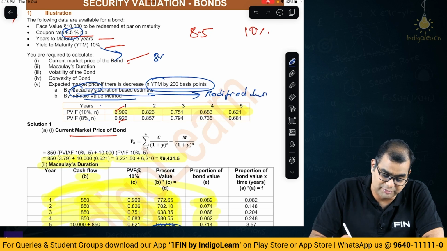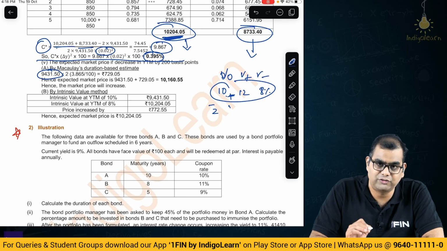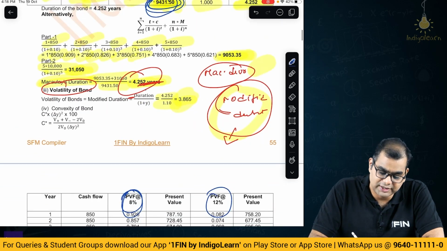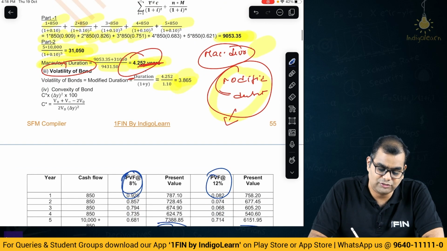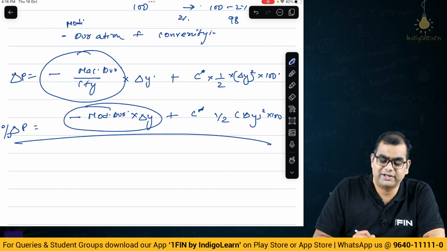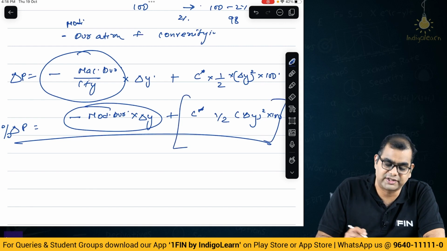Okay, that is a mistake in the question. So, by modified duration, you take 9431, which is the current price at 10%. Then, what did I tell you? I gave you a formula here: minus modified duration into delta y. So, minus modified, without accounting for convexity.